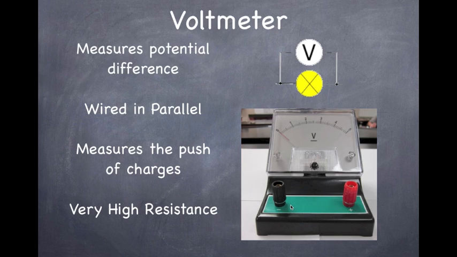The voltmeter. A voltmeter measures the potential difference, or the voltage, in a particular circuit. It has to be wired in parallel, and once again we'll talk a little bit more about that later. What it does is measure the push, or how much energy each charge has. And it has very, very high resistance. This right here is the symbol, and this right here is what you'll see in the class. If you notice, there's just the two knobs. We can measure voltage from 0 to 5. It can't really measure 0.5 volts or anything like that like we can with the ammeter.